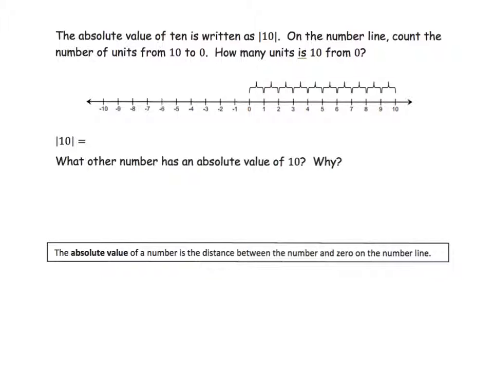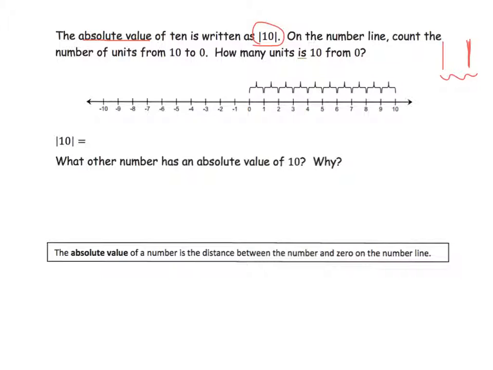Okay, so let's start with our new vocabulary, and that is absolute value. So the absolute value of 10, for example, is written like this. When you see 2 lines that are straight up and down with a number in between, this is the symbol for absolute value. So the absolute value of 10 is written like this.